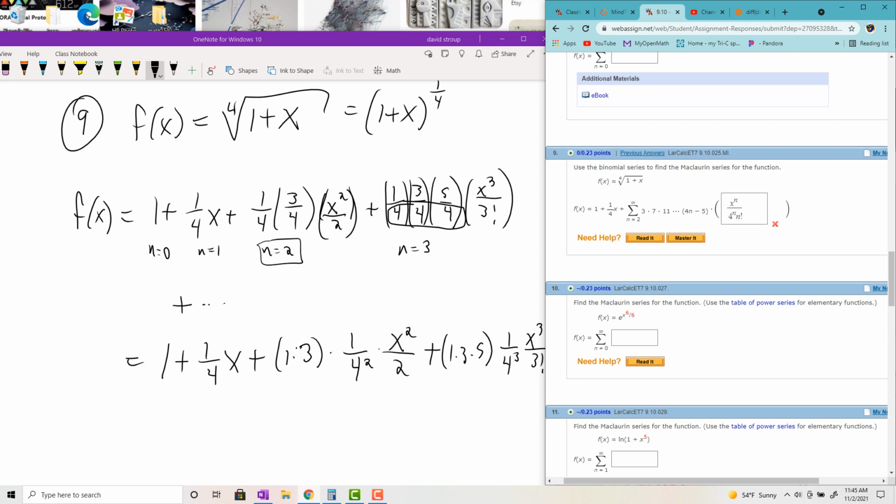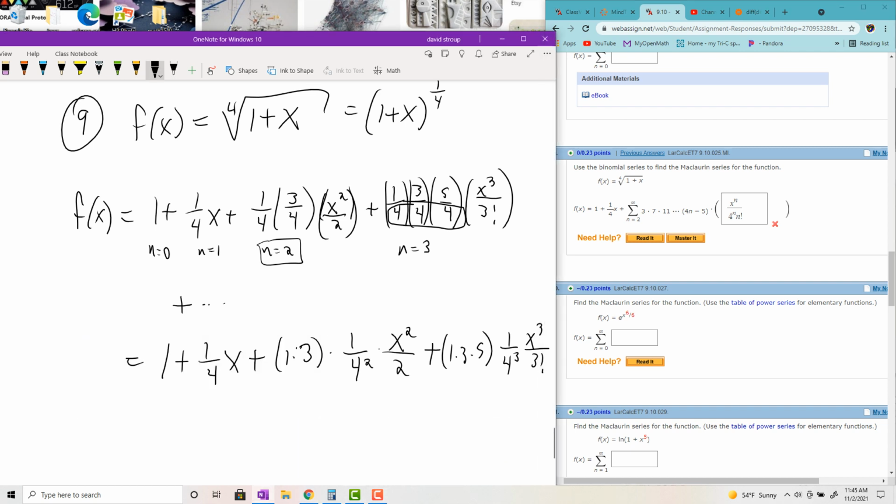Start at n equals 2. Right, that's what I did. X to the n over 4 to the n. Let me pause the video. I think I lost a negative.